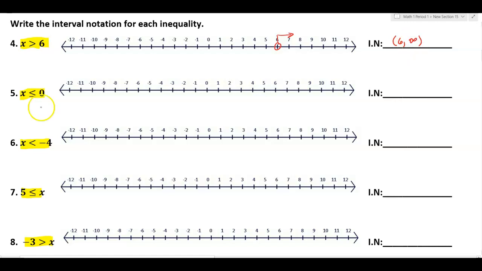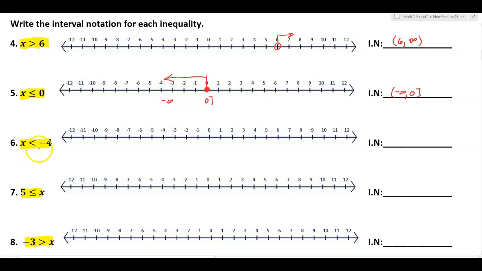The next one, if we were to sketch a graph, x is less than or equal to 0, we know it would be a closed dot on 0, and since we're less than 0, we would shade left. Well, we know this interval notation now starts at negative infinity on the left and stops at 0 on the right. Since it's a closed dot, we know we'd use a square bracket. So interval notation would be round parentheses, negative infinity, 0, square bracket.